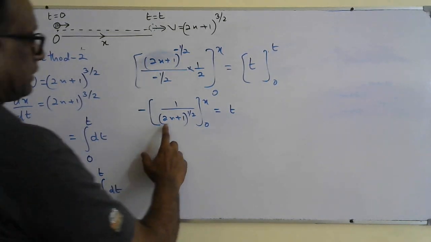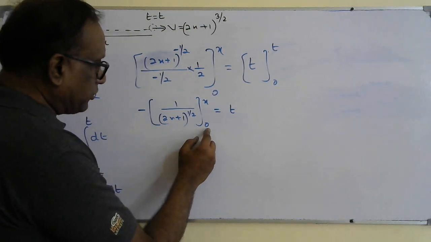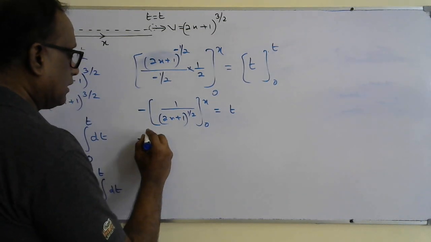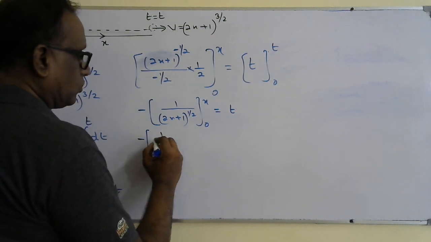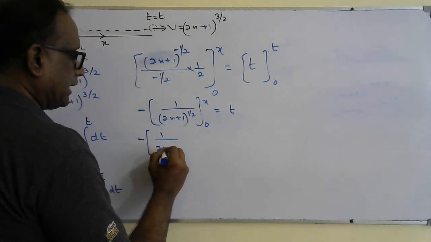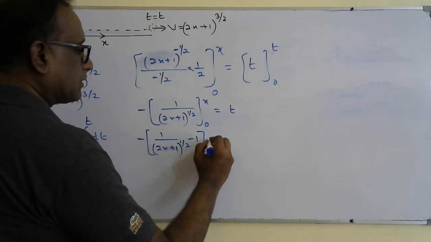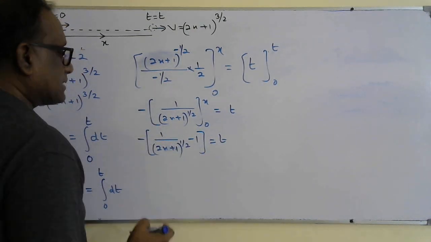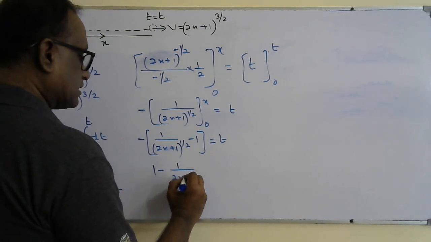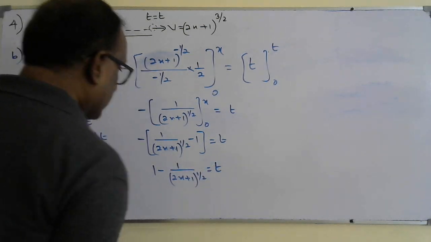Okay, so now substitute here 1 over 2x plus 1, the minus is outside. If you substitute 0, 1 over 1, so it's going to be minus, I'm writing step by step, 1 over 2x plus 1 to the power of half minus 1 equal to t. Multiply by minus 1 inside, so it will become 1 minus 1 over 2x plus 1 to the power half equal to t.